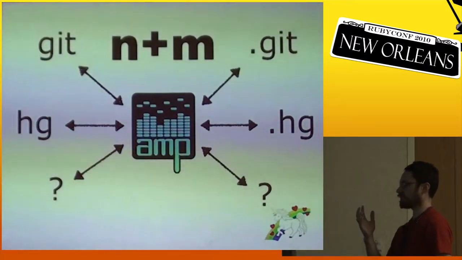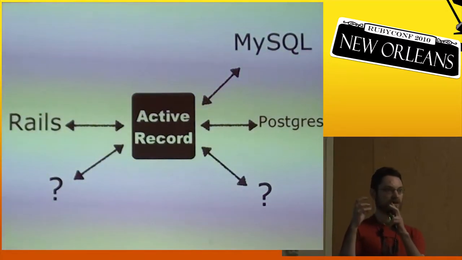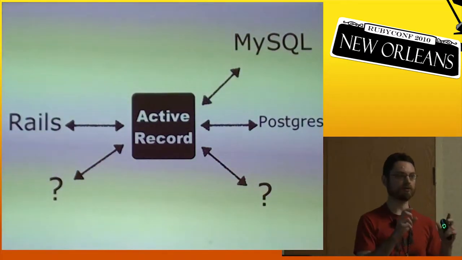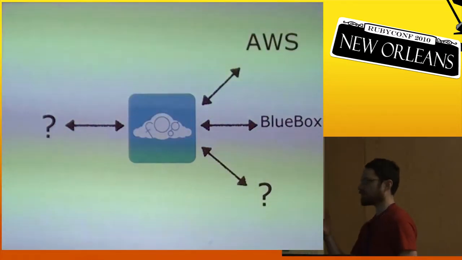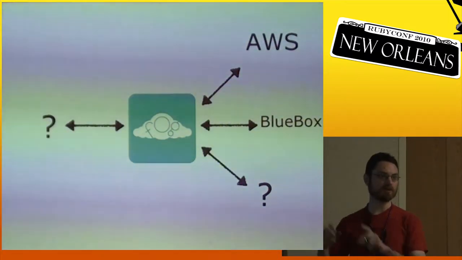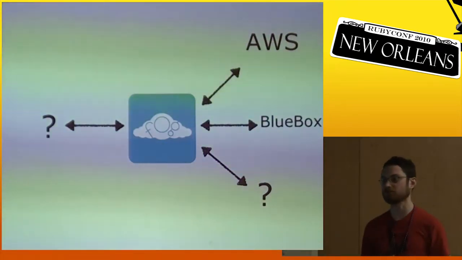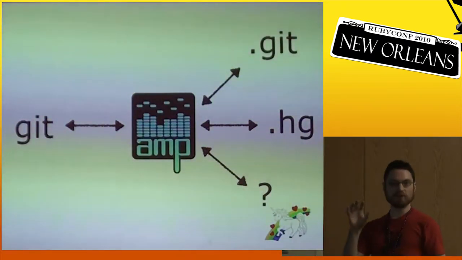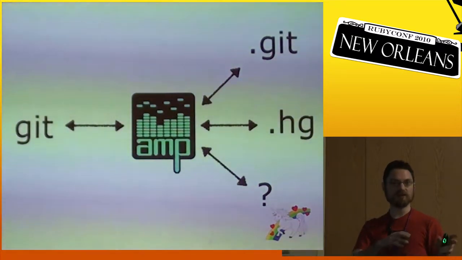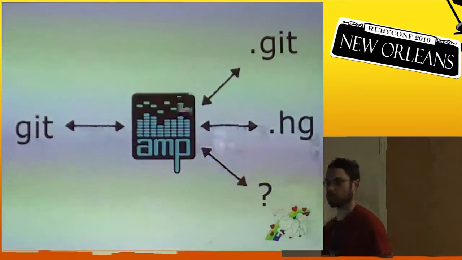One of the nice things that, for instance, Active Record did is it made all, or at least most, SQL-type databases look more or less the same to your code. You don't have to worry about all the little differences. Fog is doing something similar. It's giving you a common Ruby interface to all of the different cloud hosting providers so you can just, say, provision something and not worry about the details. AMP wants to give you the same thing for version control. If you're familiar with Git, you use your Git commands, and it will let you talk to any repository that's out there.